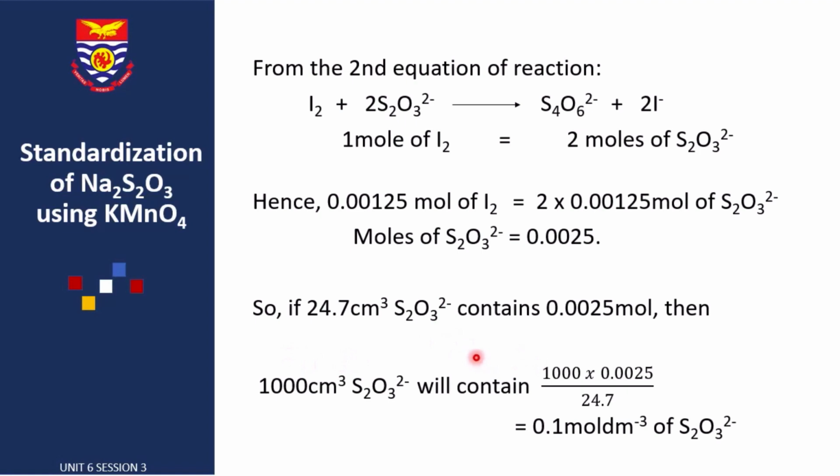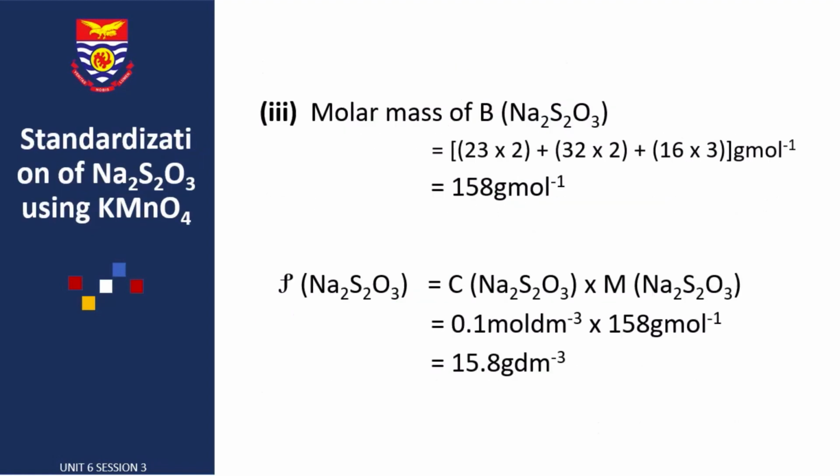If we say 1000 is equal to x, we can make x the subject. We are going to get x equal to 1000 times 0.0025 divided by 24.7. And that gives us 0.1 moles per dm cubed of the thiosulfate ion. Okay, so this is the concentration in mole per dm cubed. The next is to find the concentration in grams per dm cubed.